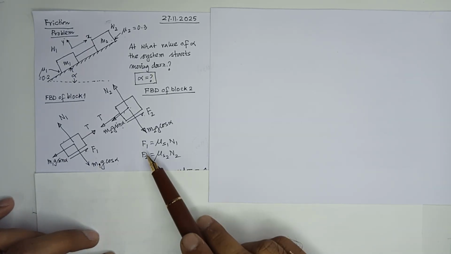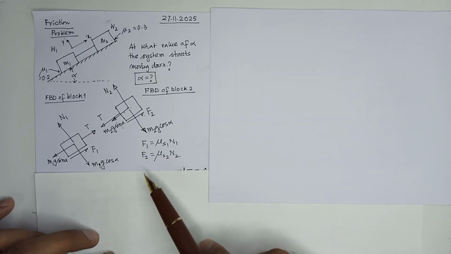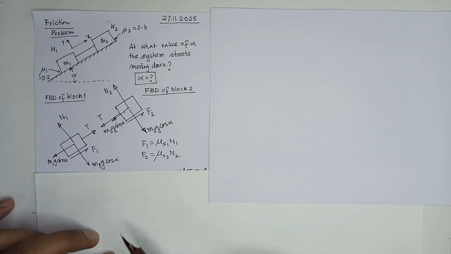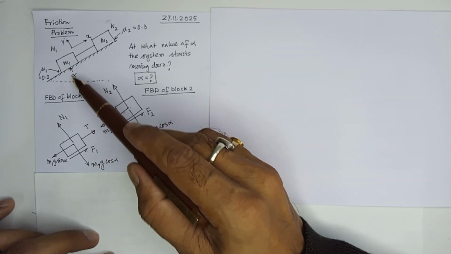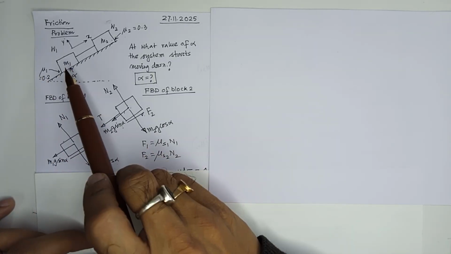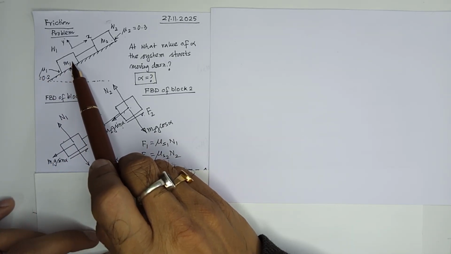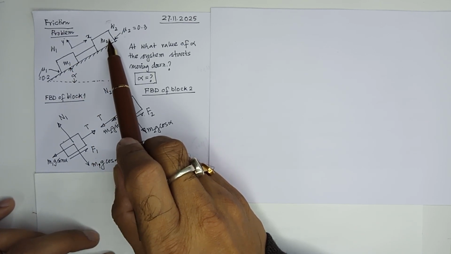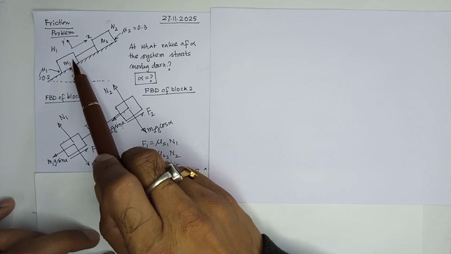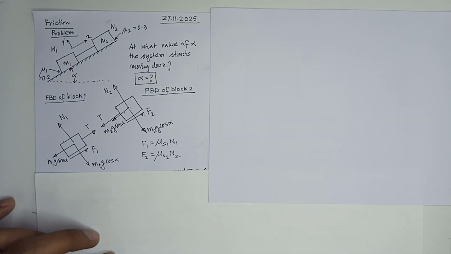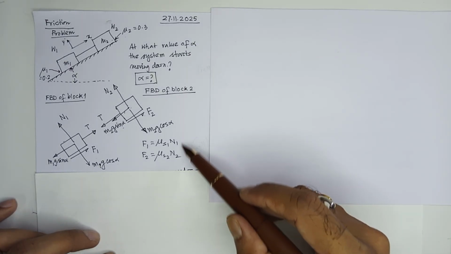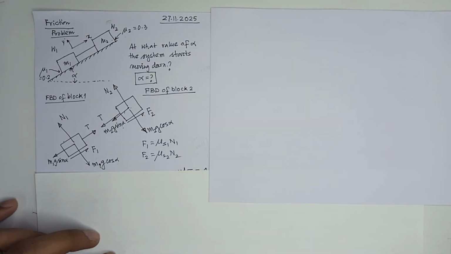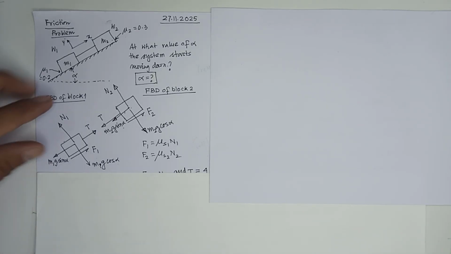Therefore, we can write that f1 is equal to mu s1 n1, f2 is equal to mu s2 n2. So, they will take place simultaneously for the same alpha. That means initially this will be ready for sliding, but m1 has to wait for m2 to slide first, then it will slide also. So that is the physics that we have to understand, and therefore this condition will be satisfied simultaneously for this case.